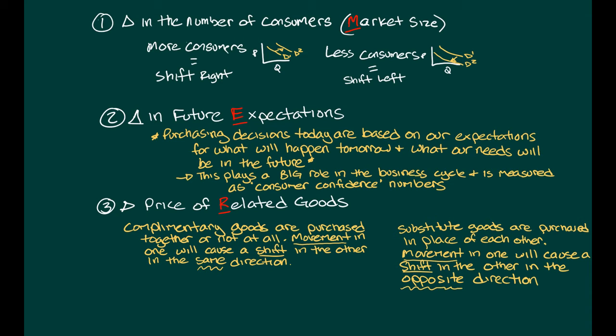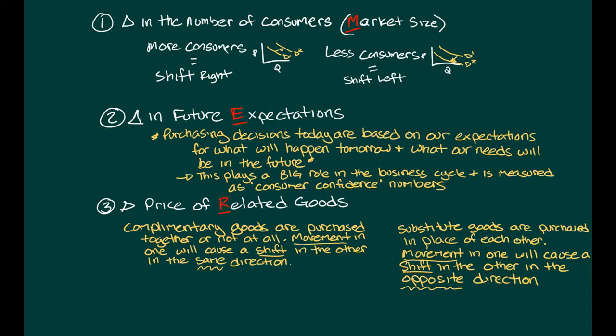On the other side of that, we have substitute goods, which are goods that are bought in place of each other. And these are generally 2 different versions of the same product, right? I can buy white bread or I can buy wheat bread, but I probably don't buy both of those things. I can buy Coke or I can buy Pepsi, but I'm probably not shopping for both of those as well.